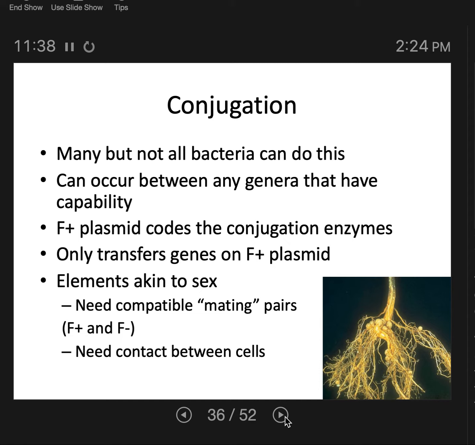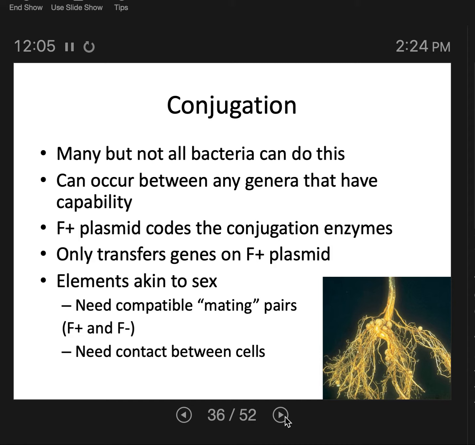So what happens is there's an F+ plasmid, and the bacteria that has the F+ plasmid will create a sex pili. The sex pili will connect with another bacteria, and the F+ plasmid will move from the original bacteria, the donor bacteria, to a recipient bacteria. Now, only the F+ plasmid is transferred.